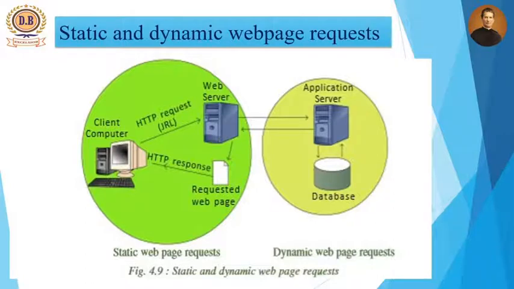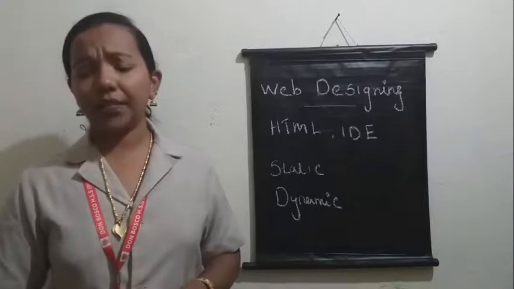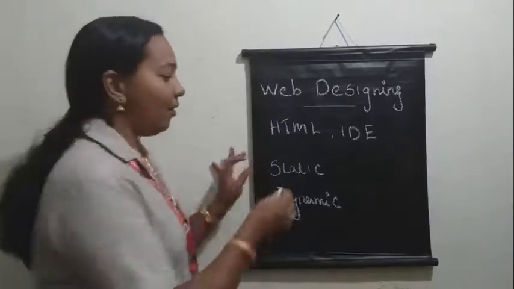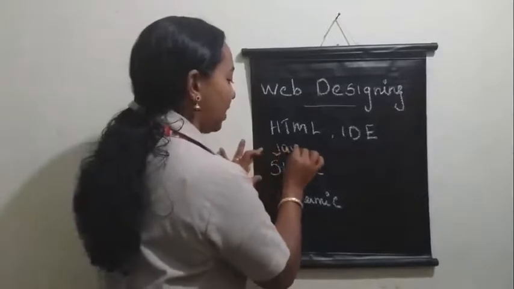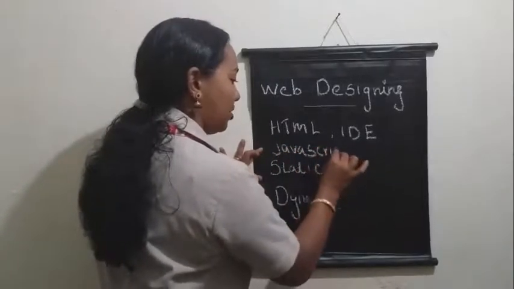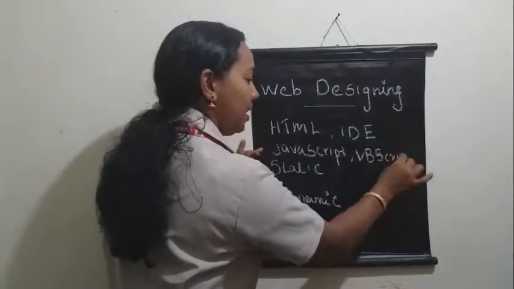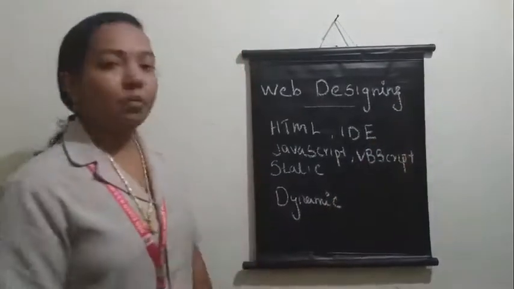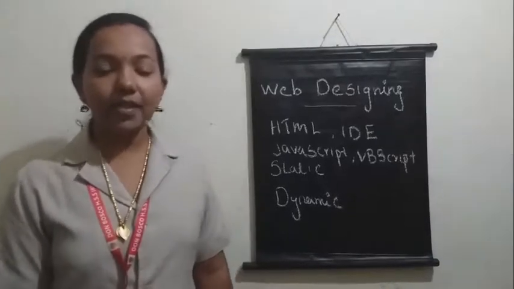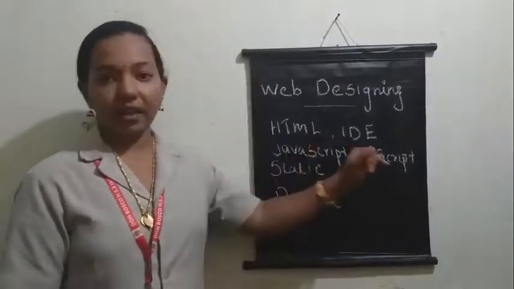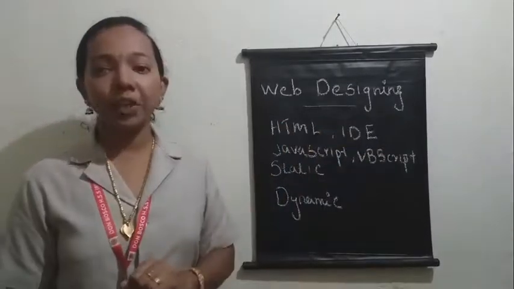For the creation of static web pages, we commonly use the HTML language. Then JavaScript can also be used, and one more is VB script. The most commonly used languages for creating static web pages are HTML, JavaScript, and VB script.